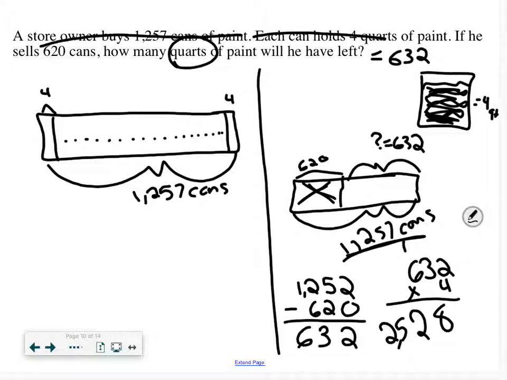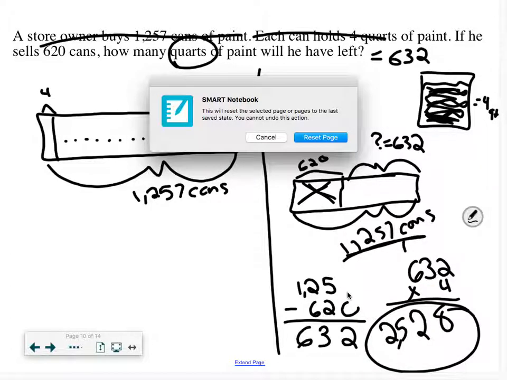That means that he has 2,540. Did I multiply wrong? Did I subtract wrong? I did 1,002. Oh, I see what I did. See, this is why I copied that number down wrong. You have to be precise. Oops. That's a 7. Why is this working?